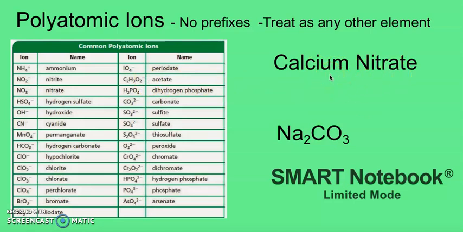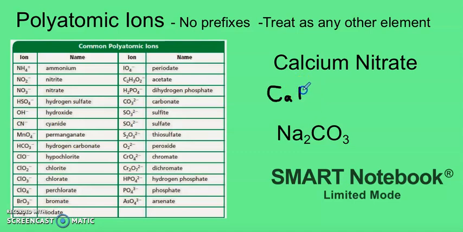Calcium is on the periodic table. It is Ca, and it's going to have a charge of +2. But let's see what nitrate is. Okay, here is nitrate. Nitrate is NO3, and it has a charge of -1. So treat this just like you would treat a regular element. It's an NO3. So if we were to write the formula for this, calcium is Ca, and we know that nitrate is going to be NO3.